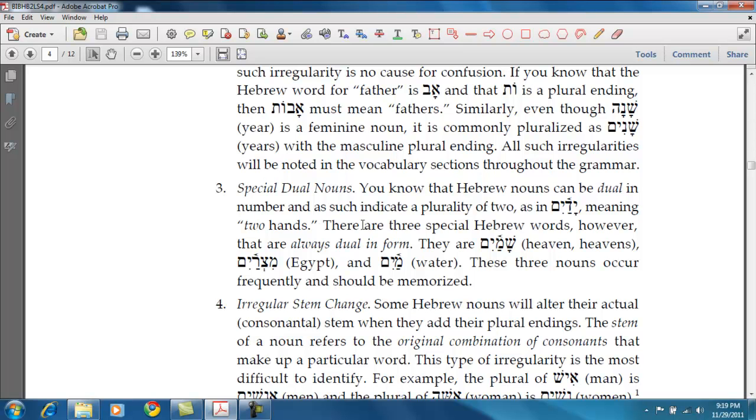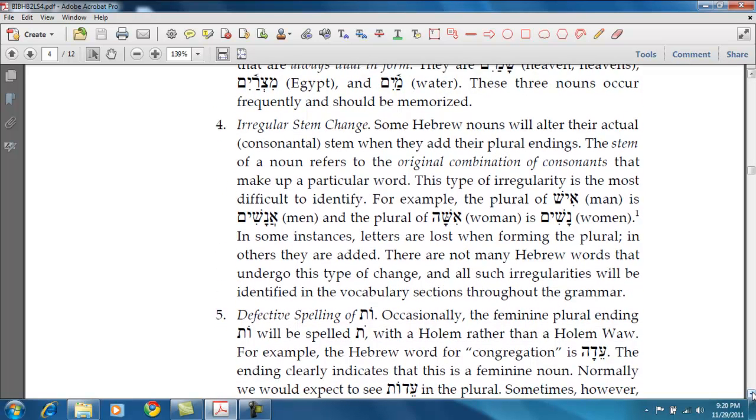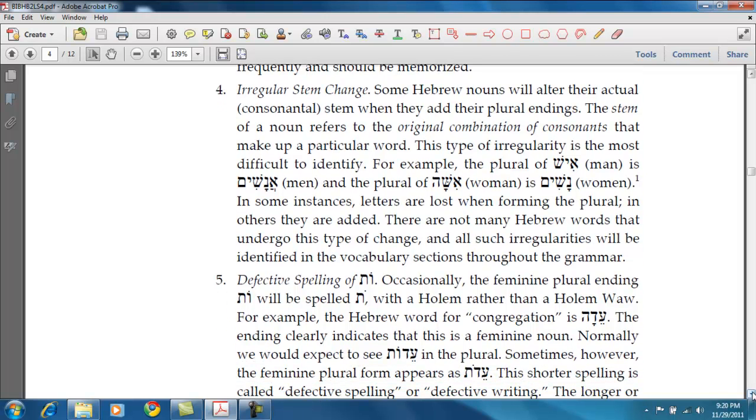Now, again, there are some special dual nouns that I went into briefly, like body parts, yadayim, two hands. There are three special Hebrew words, however, that are always dual in form. That's shamayim, which is heaven or heavens, Mitzrayim, which is Egypt, and mayim, which is water. These three nouns occur frequently and should be memorized. And I would dare say that Yerushalayim is also another one that's always found in its plural dual form.